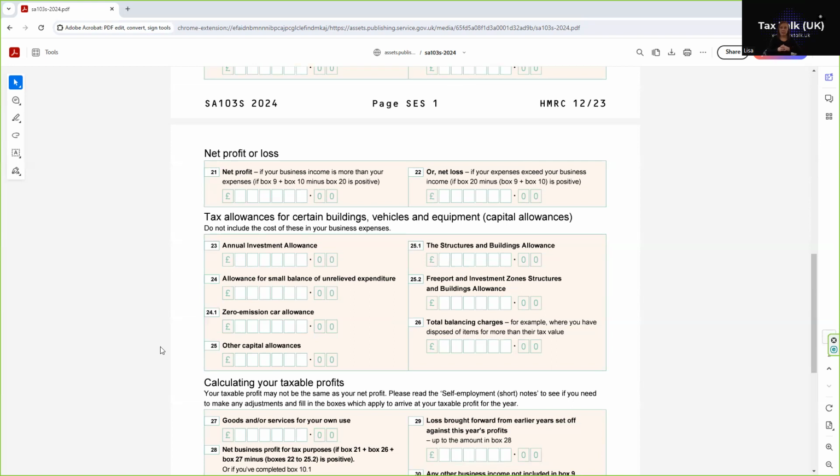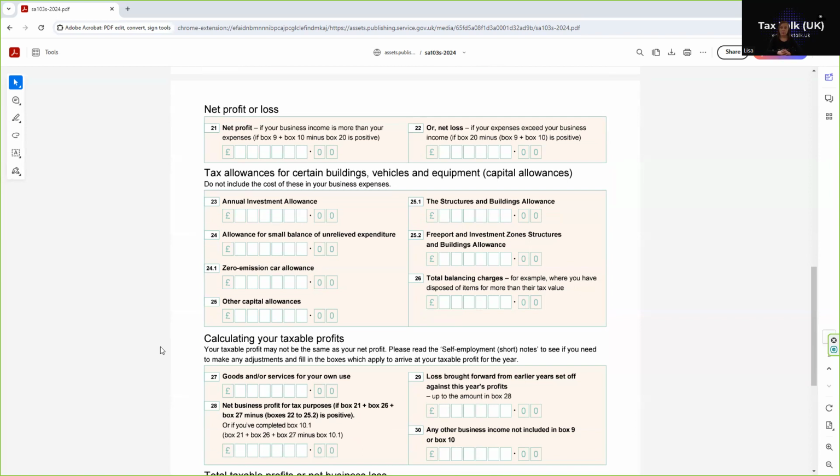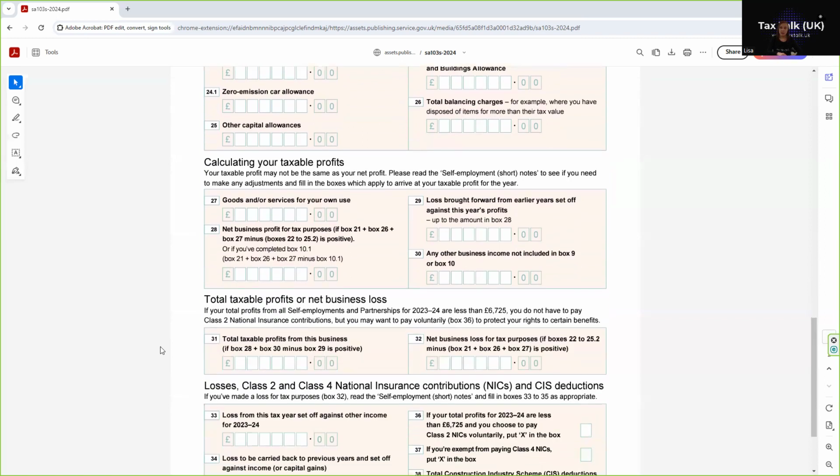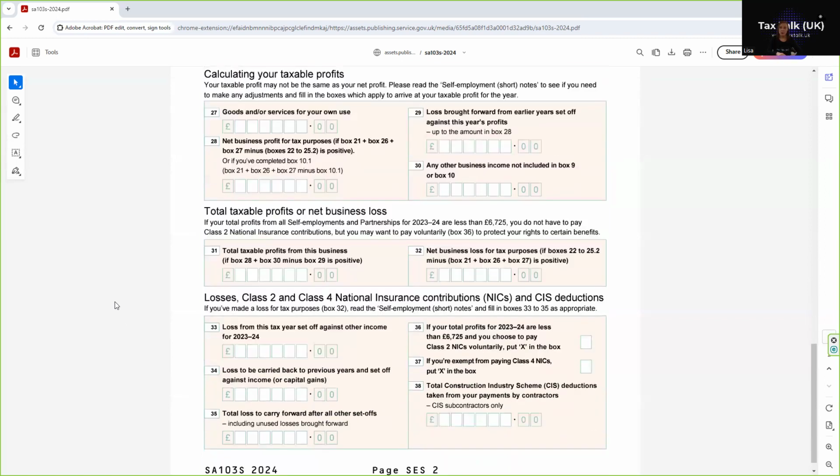The balancing charge is where you have already claimed capital allowances, and you have made a profit effectively when you've come to sell the asset, or perhaps you haven't claimed any capital allowances, but you've just made a profit, so you've got income from a sale of an asset that would go on your balancing charges. And then we would have the total taxable profits, which is going to be carried forward to your tax calculation.